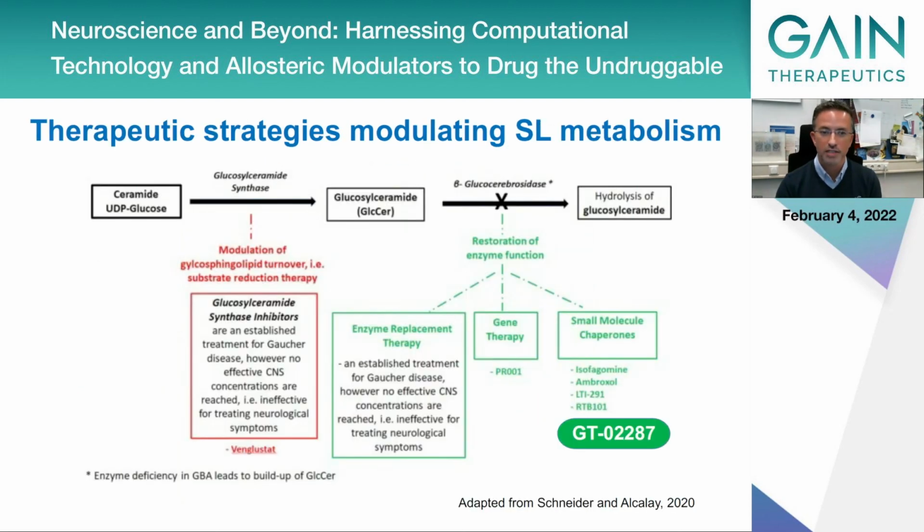So next slide, please. This is just a summary from a recent paper from colleagues in the US and now in Israel, where they summarize the strategies that are now being attempted to modulate sphingolipid metabolism. As you see here, again, we are in this idea of having small molecule chaperones, so these allosteric modifiers. And here, this is where the molecule that Gain Therapeutics has identified could be playing a big role.